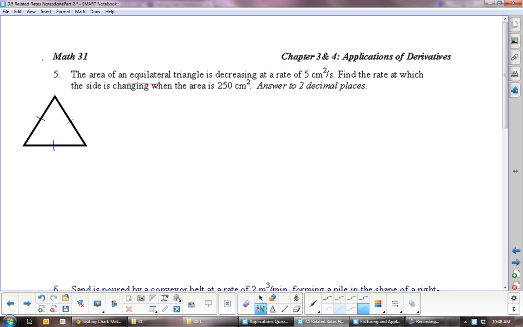This thing is decreasing at a rate, so it would be dA over dt equals negative 5 centimeters squared per second. So that's huge. You want to have that negative there, and maybe you want to just draw an arrow to decreasing. So you're always checking to see that those line up.